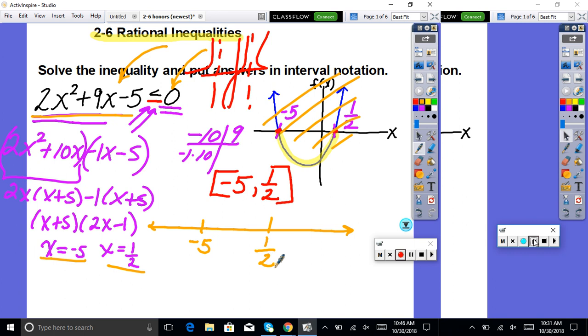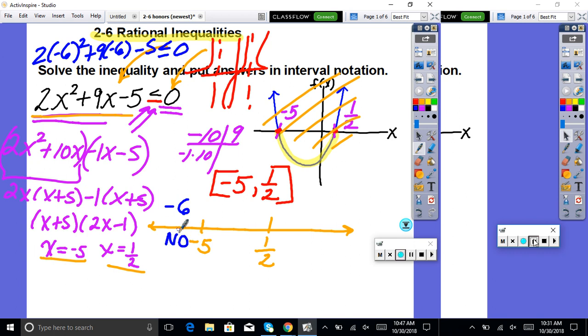Then all we have to do is literally plug in values and see if it's a true statement. Everyone has a calculator, so let's plug in negative 6 and see if it's a true statement right here. You'll do 2 times negative 6 squared plus 9 times negative 6 minus 5. Is that less than or equal to 0? So 13 is not less than or equal to 0. So no, this part is not in our solution set.